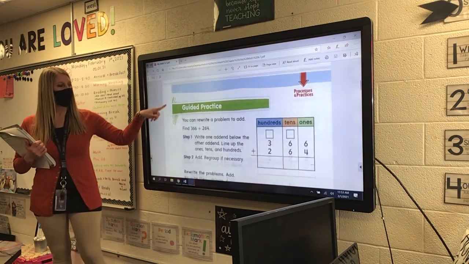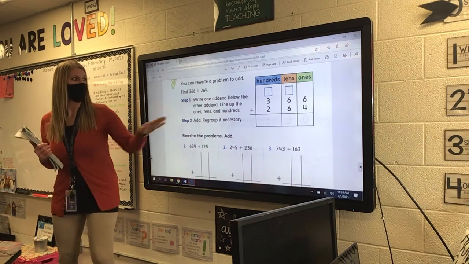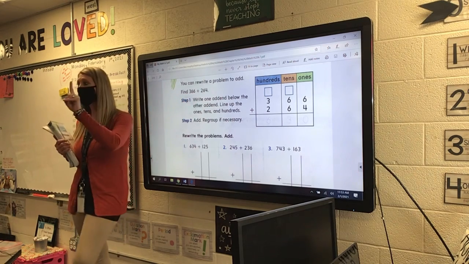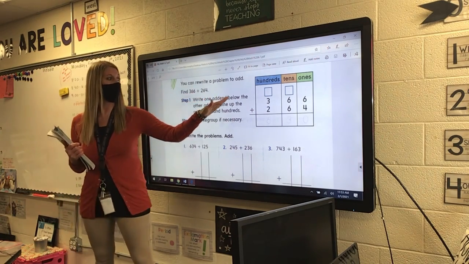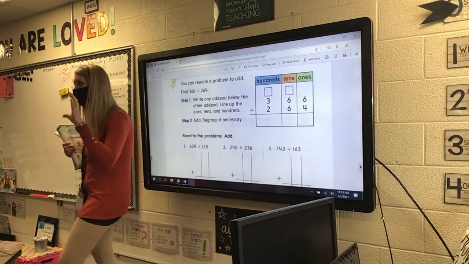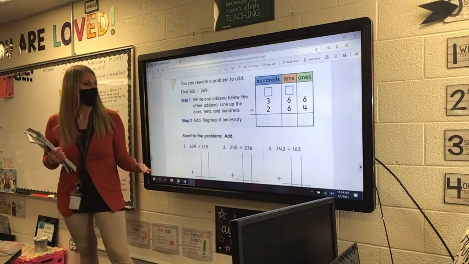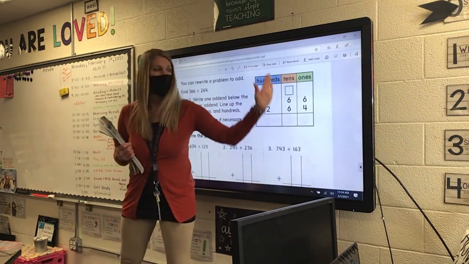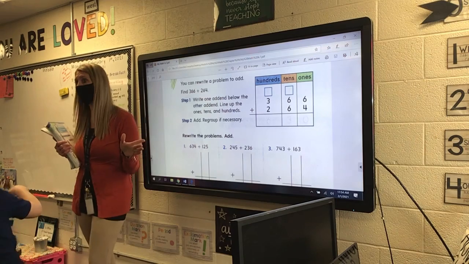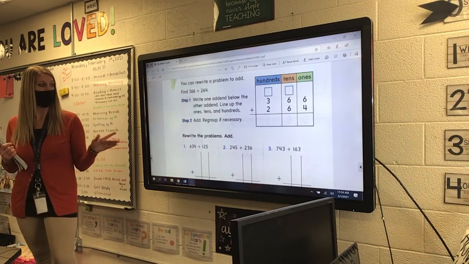Okay. So, let's review the steps. You can rewrite a problem to add. So, to find 366 plus 264, your first step is to write one addend below the other addend. So, here's my first addend, and then I'll put the other one below it. It doesn't matter which is which. You can switch them around, but you have to have one on top, one below it. And make sure you line up your ones, then your tens, then your hundreds. Then you're going to add and regroup if necessary. Sometimes you're not going to have to regroup, but sometimes you will, okay?